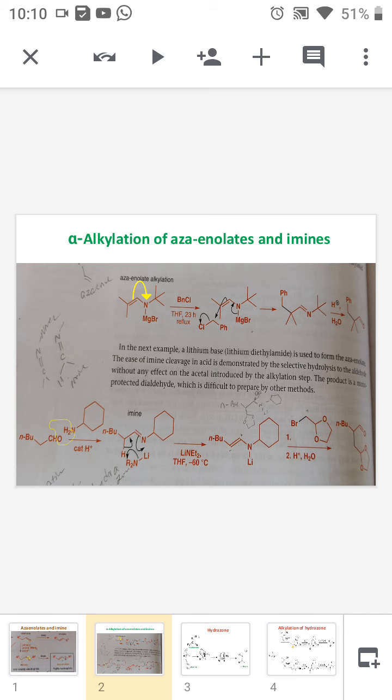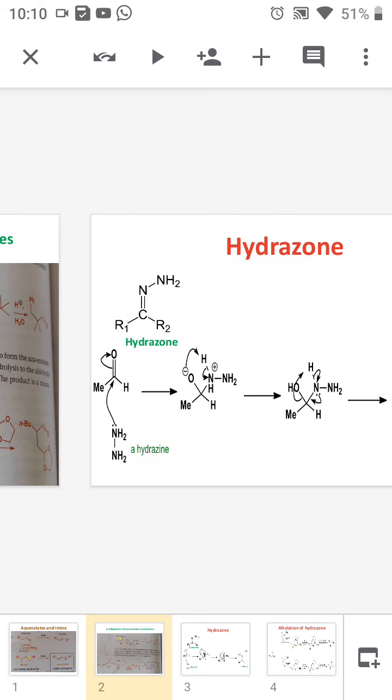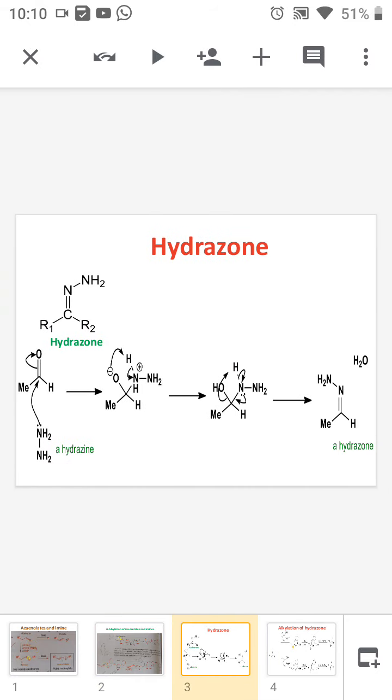Okay, hope you understood the concept. Next chiral auxiliary is the hydrazone. So this is the structure of the hydrazone that I have shown here. C doubly bonded to nitrogen, which is single bonded to NH2. This is the structure of the hydrazone.